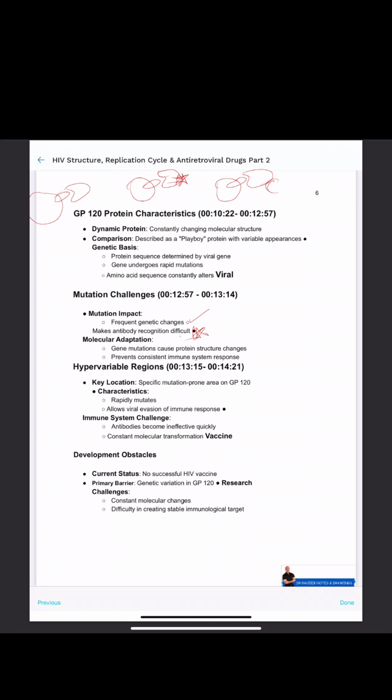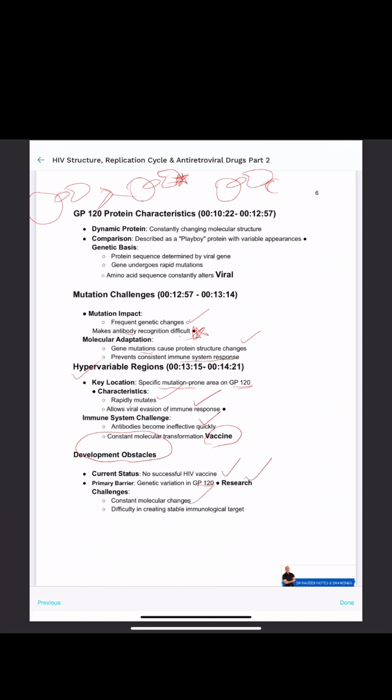Whenever an antigen comes, our body forms antibodies. But if the antigen keeps changing, then antibody recognition is difficult. So gene mutations cause protein structure changes and prevent a consistent immune system response. Hypervariable region, we saw this. This specific mutation-prone area on GP120 rapidly mutates and allows viral evasion of the immune response. Immune system challenge: antibodies become ineffective quickly, and because of this constant molecular transformation, there are vaccine development obstacles. So no successful HIV vaccine exists because of the genetic variation of GP120.